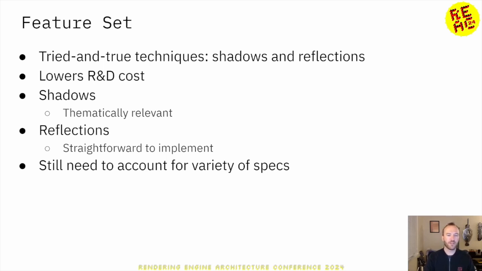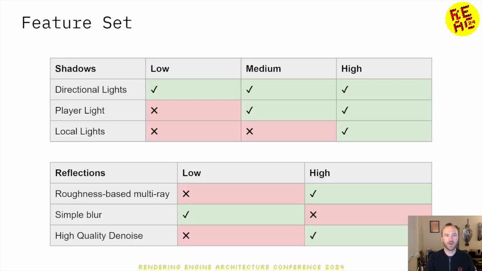There is still more to figure out though because these features are meant to ship on a few different platforms with varying capabilities. They need to be broken down further in some way to make them scalable. We arrived at these tiers of each feature. For shadows, we have low, medium, and high options, which each add a new element into the mix. At the lowest tier, we only ray trace the directional light.